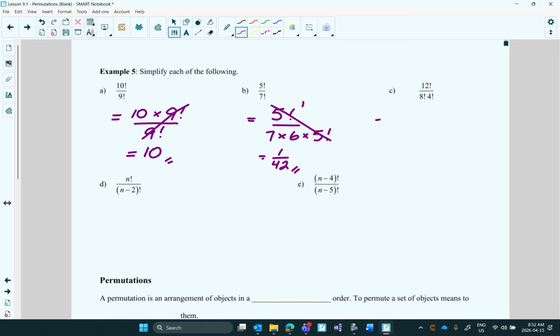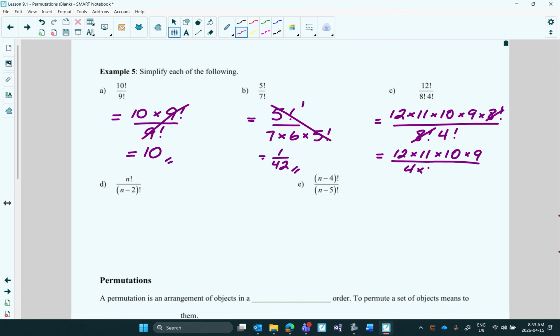This one, well, I can start writing the 12 as 12 times 11 times 10 times 9 times 8, and then I'll stop. Because I can cancel it with the 8 factorial on the bottom. But now I'm left with 12 times 11 times 10 times 9 over 4 times 3 times 2 times 1. I mean, I could do some more canceling.